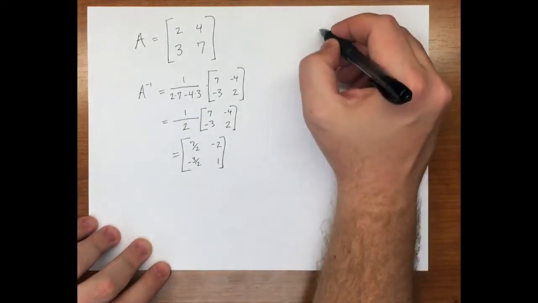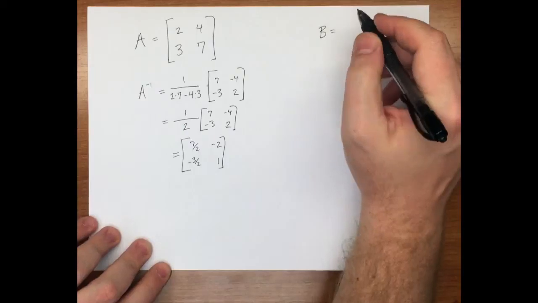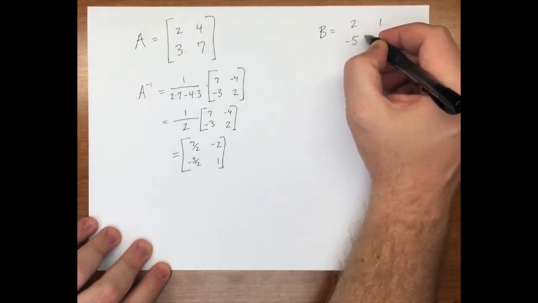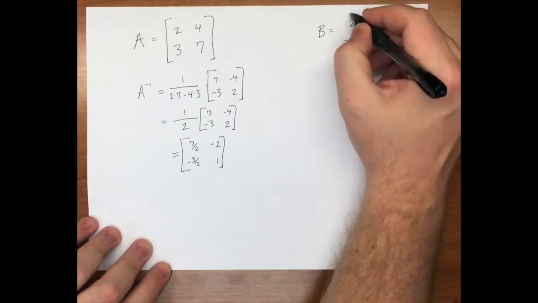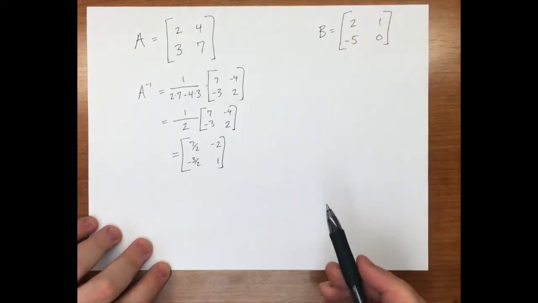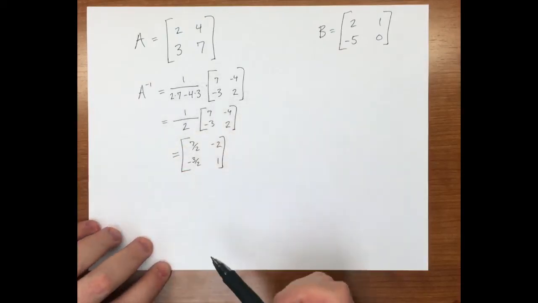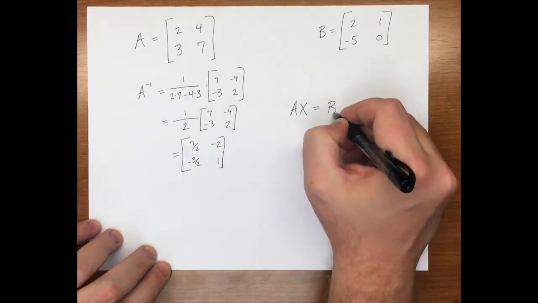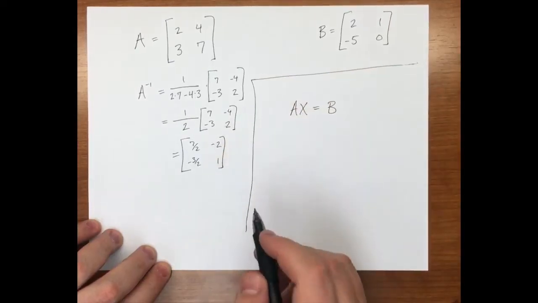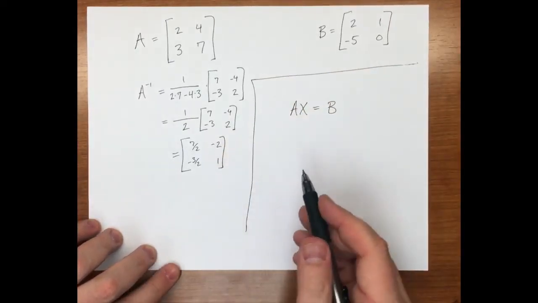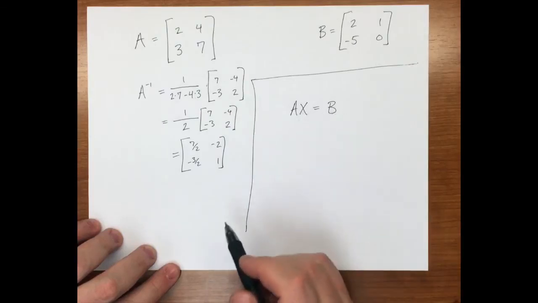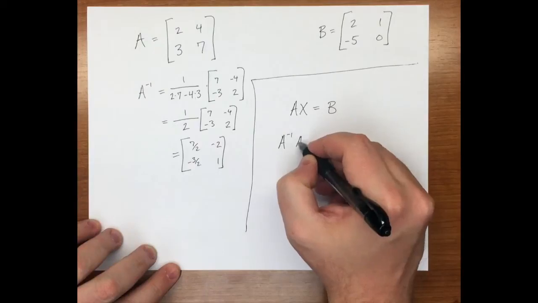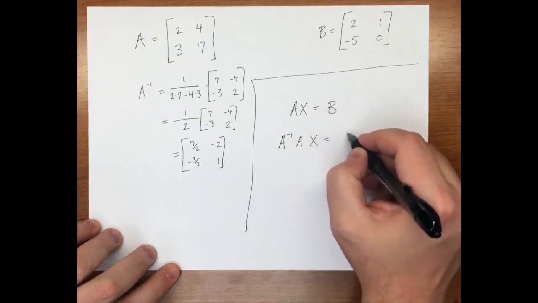And then for this example, we're going to also start with a matrix B that looks like 2, 1, -5, and 0. Okay, so you'll notice before I even set up the equation, I found A inverse. If you have an equation that looks like AX equals B, remember we need to know A inverse in order to be able to solve this. So A times X equals B, well, we're going to multiply on the left on both sides of the equation by A inverse.